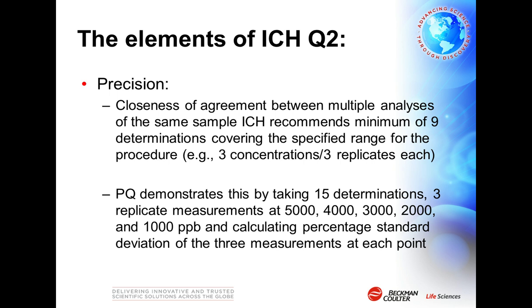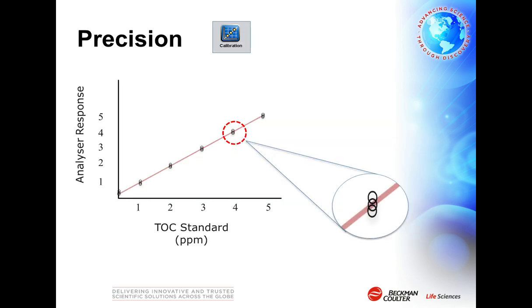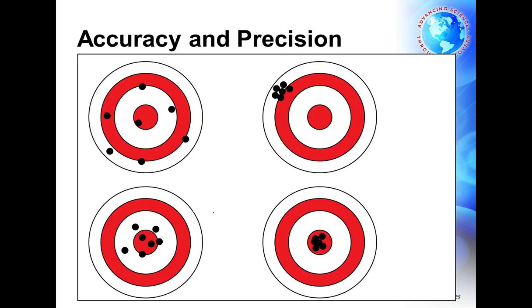ICH Q2 suggests that precision can be assessed by comparing multiple analyses of the same sample. It suggests 3 replicates of 3 different concentrations of TOC, and the PQ from the QBD 1200 follows this guidance exactly by doing 3 replicates each of 1, 2, 3, 4, and 5 ppm concentrations of TOC solution. The performance of the QBD 1200 against this precision test is calculated automatically and a pass-fail is generated.